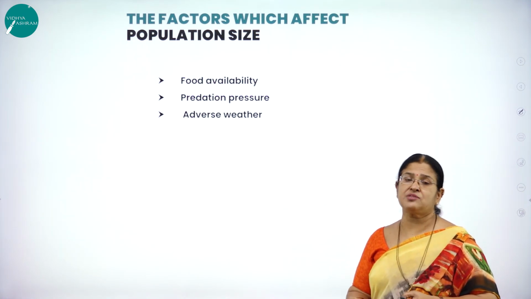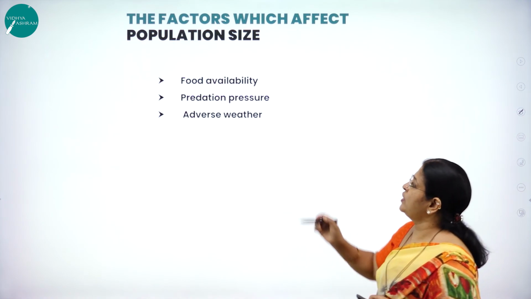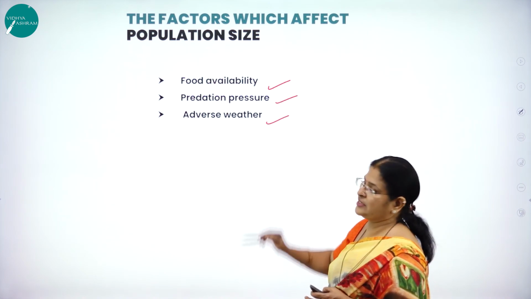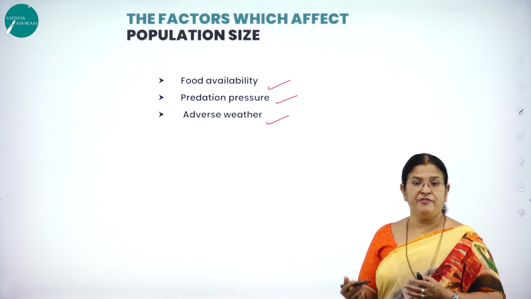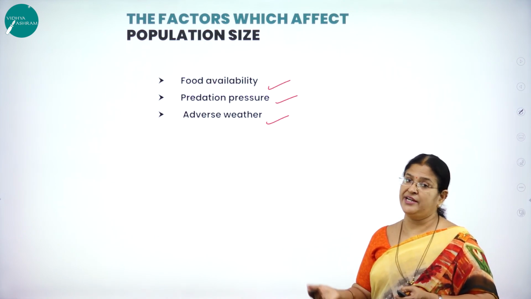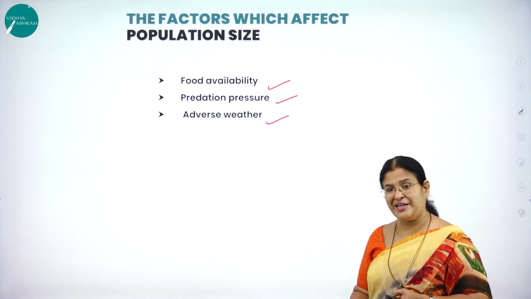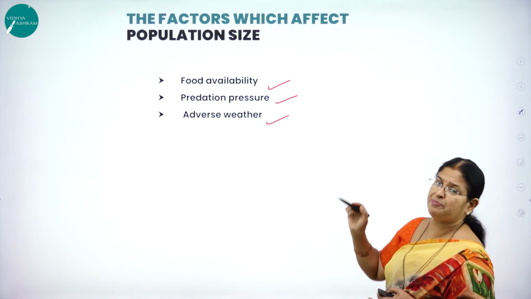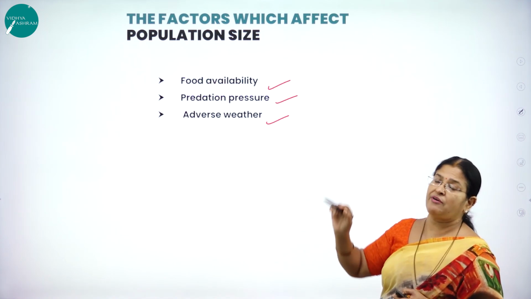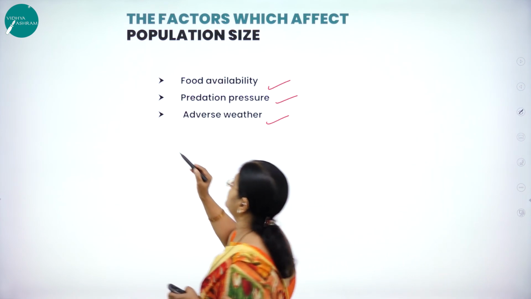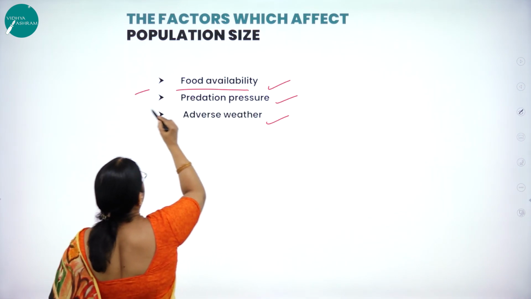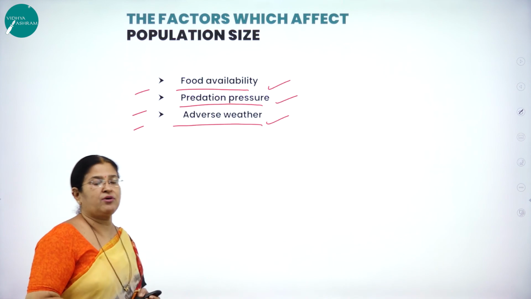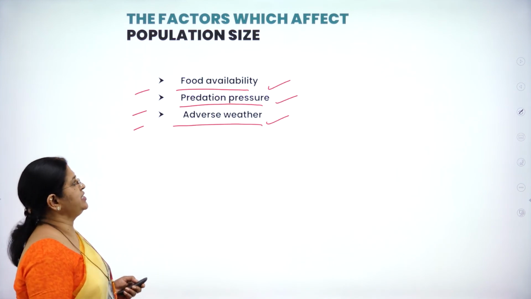Now, what are the factors which affect population size? Obviously, there are some factors which are going to affect the population density. One is the food availability, the second is the predation pressure, and the third is adverse weather. For example, why would the number of fishes caught in a net be less? Maybe they are eaten by the predators, right? Or maybe the climatic conditions are not favorable for them to reproduce. So even the availability of food matters. So what are the three prime factors that affect the population size? The first is food availability, the second is predation pressure, and the third is adverse or not favorable climatic conditions.